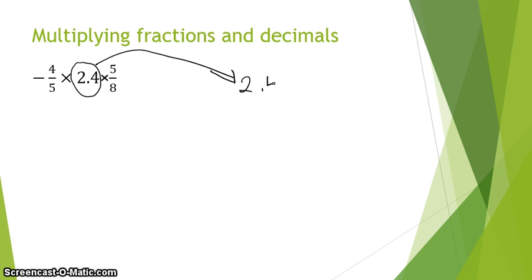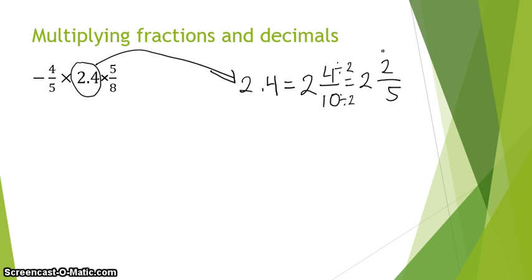I have 2.4, which means I'm going to go ahead and keep my whole number, which is 2, and then 0.4 is the same as 4 over 10. So I'm going to keep my 2 again, but then I need to reduce this 4 over 10. I can divide both top and bottom by 2. So 4 divided by 2 will give me 2, 10 divided by 2 will give me 5.